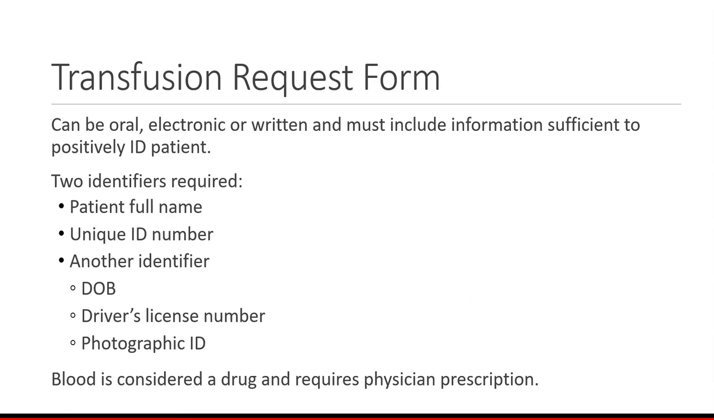The patient must have 2 patient identifiers required. The patient's full name and some unique number. Another identifier, such as a date of birth, a driver's license number, or a photographic ID, may be required for outpatient procedures. But most institutions, when you have an inpatient, it's the patient's full name and their unique ID number, usually their medical records number. Blood is considered a drug and requires a physician prescription. And when we receive in the transfusion service an outpatient, the patient will provide us with the prescription written by the doctor.